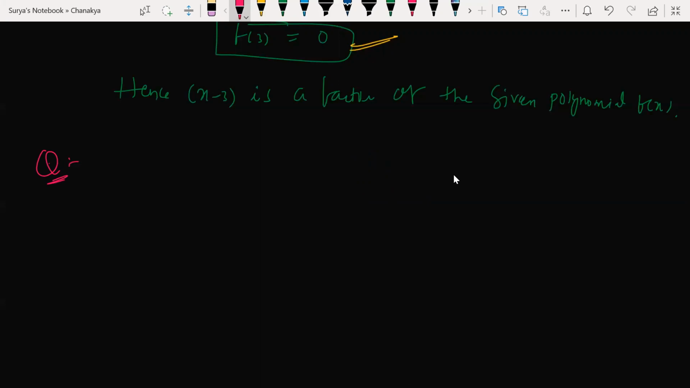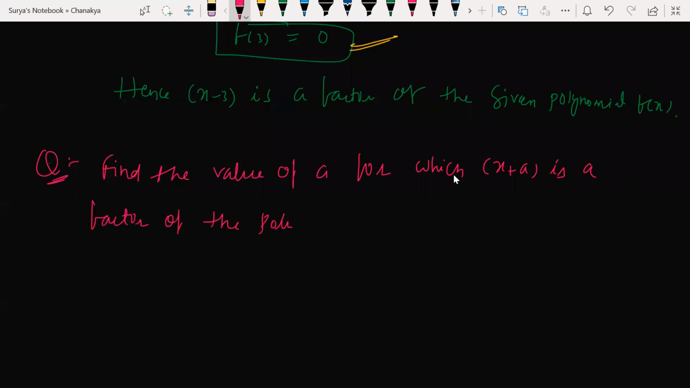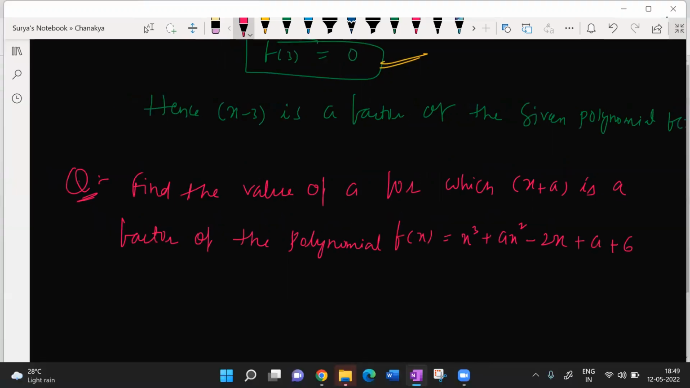Now find the value of a for which x plus a is a factor of the polynomial f of x is equal to x cube plus a x square minus 2x plus a plus 6. Okay.